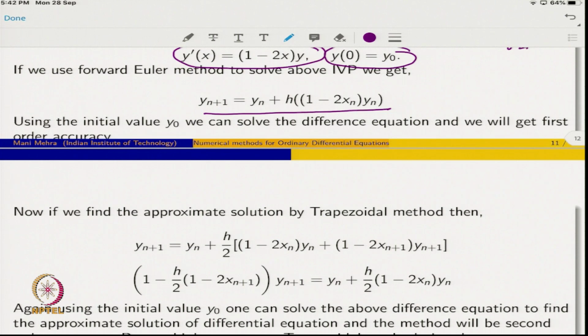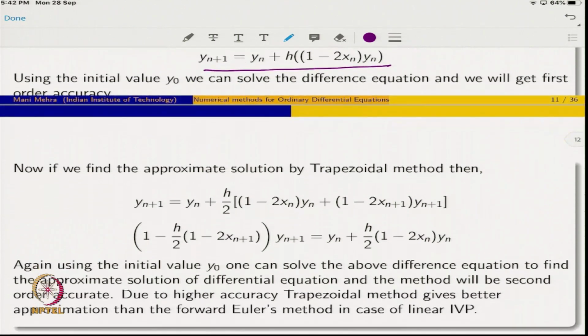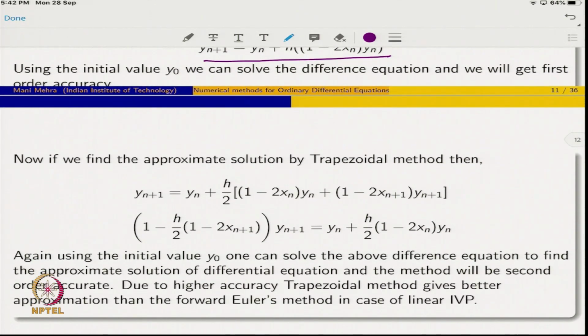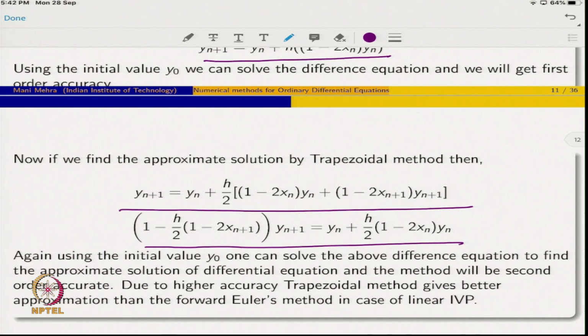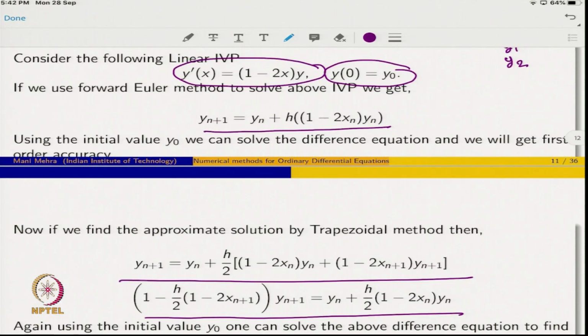And similarly, if we approximate it with the trapezoidal method, we use the following difference equations. And so, for a linear problem we are not taking any extra step. So, for a linear problem as well, this is just a first order.